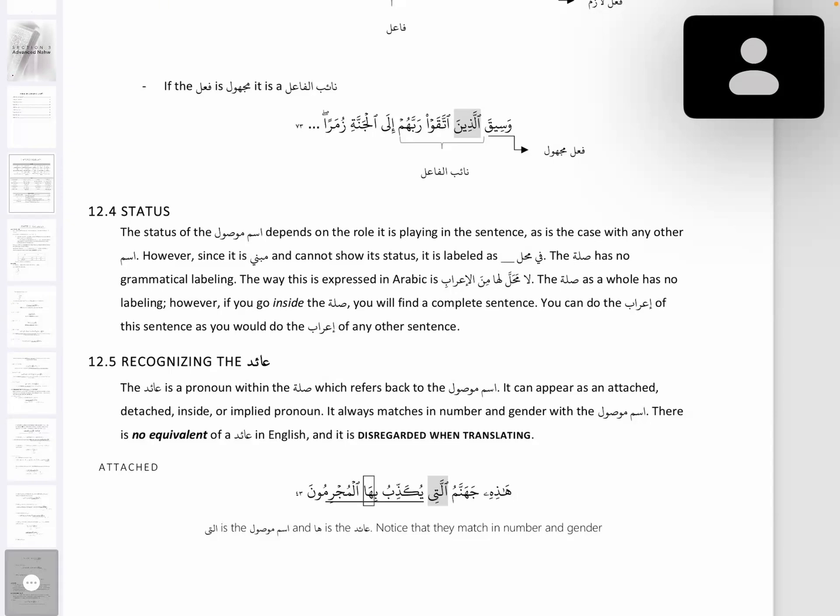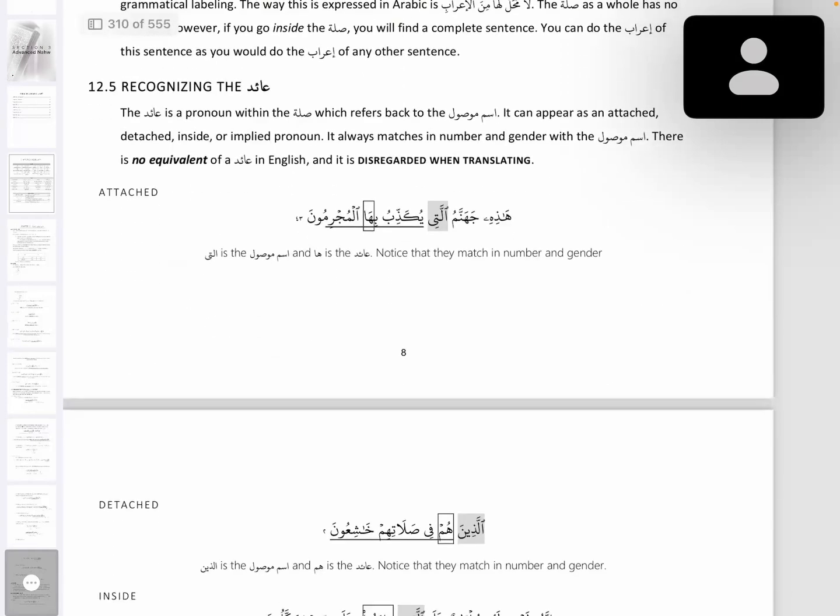The aid. Now, what is the aid? The aid is a pronoun within the sila which refers back to the ism mawsool. It can appear as an attached, detached, inside, or implied pronoun. It always matches in number and gender with the ism mawsool. There is no equivalent of an aid in English, and it is disregarded when translating.